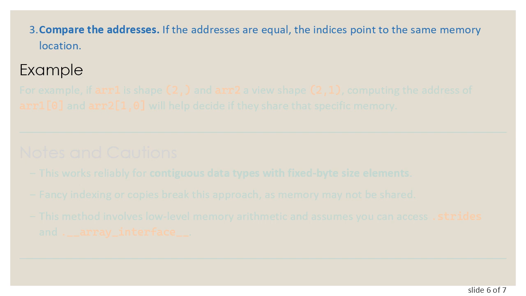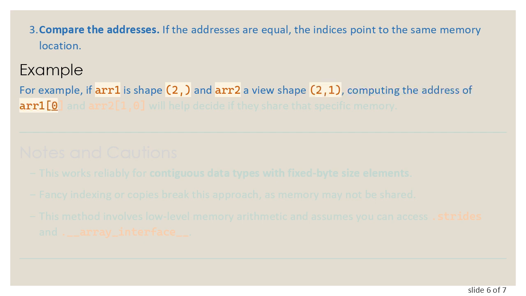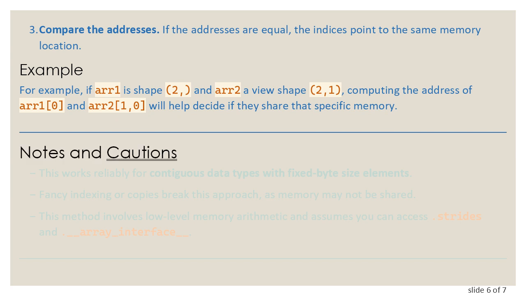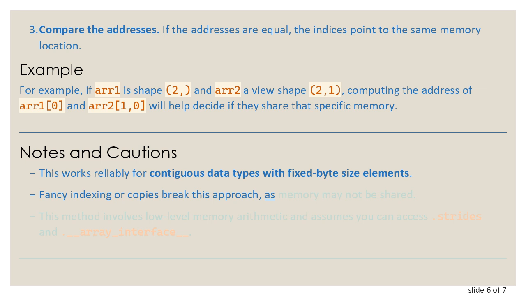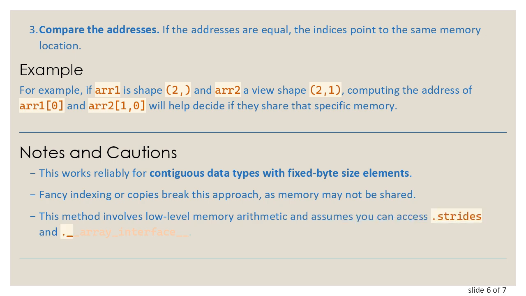Example. For example, if arr1 is shape 2 and arr2 a view shape 2, 1, computing the address of arr1[0] and arr2[1, 0] will help decide if they share that specific memory. Notes and cautions. This works reliably for contiguous data types with fixed byte size elements. Fancy indexing or copies break this approach, as memory may not be shared. This method involves low-level memory arithmetic and assumes you can access .strides and __array_interface__.